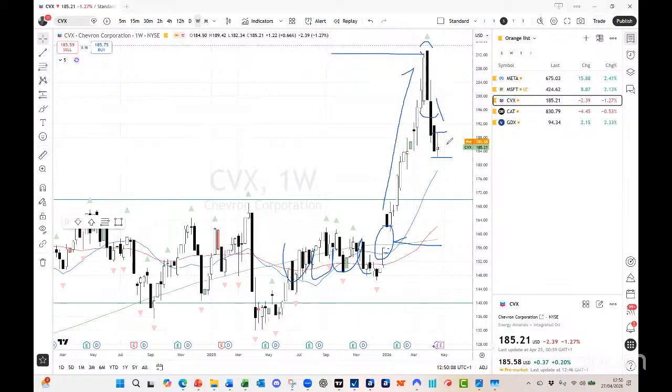For me, that would be the collapse of the ceasefire, the collapse of any sort of peace deal, and we go back to war. That would be the sort of thing that might break oil out to the upside. But if we get the opposite, then we would see perhaps prices of both oil and Chevron drift their way back to that range.